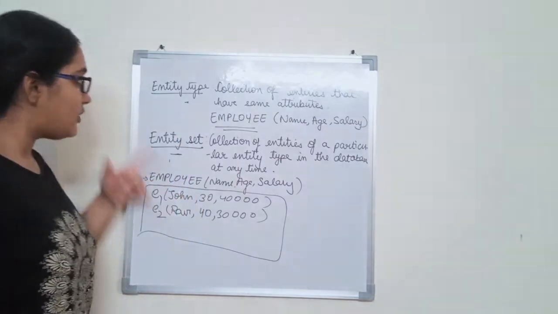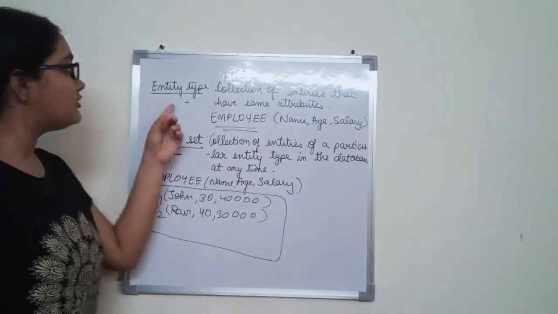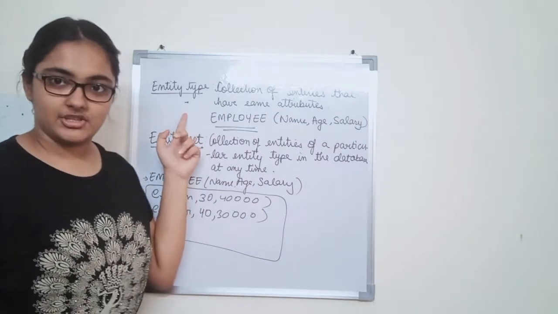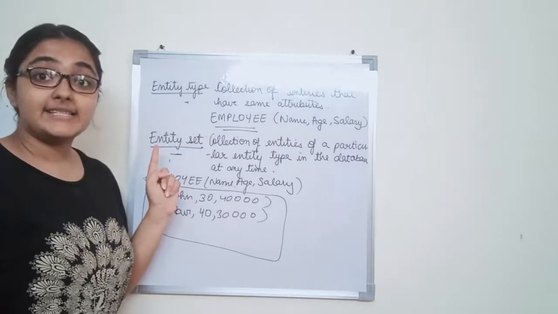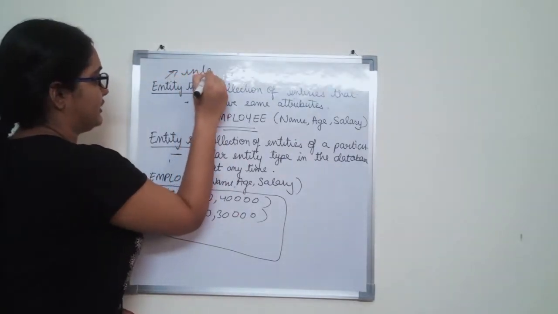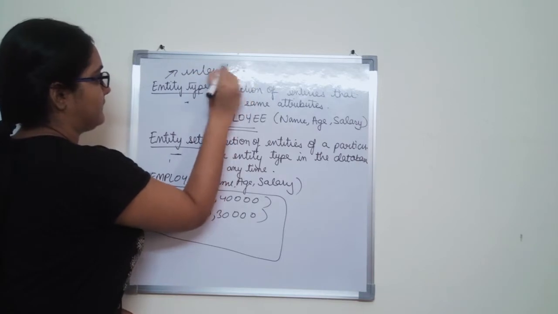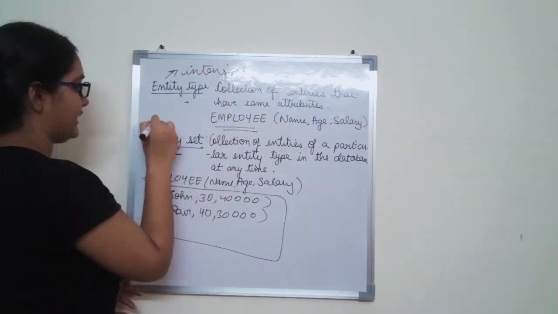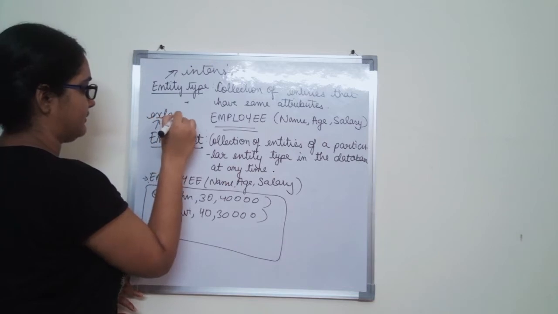So that is about entity type and entity set. Also, entity type is called intension and entity set is called extension. So this is called intension and entity set is also called extension.